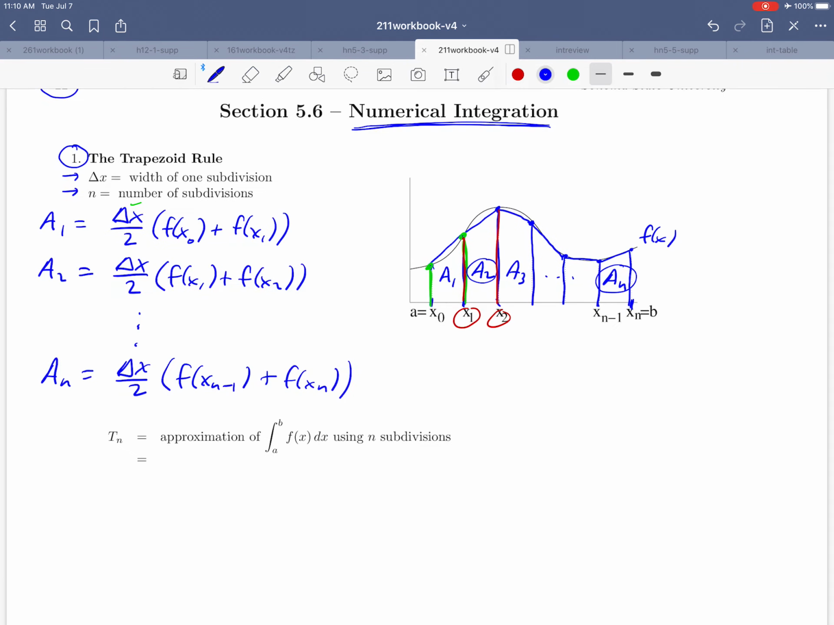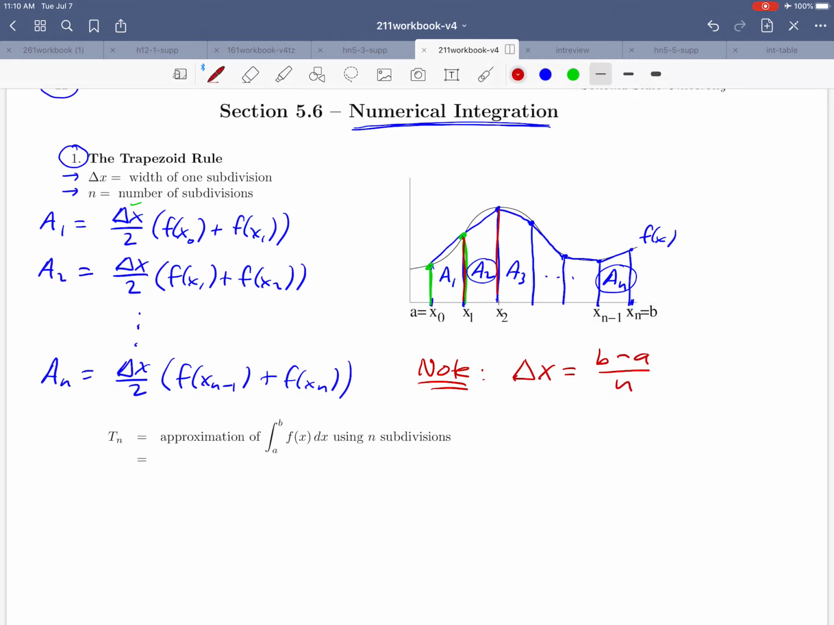Okay, I'm going to throw in one note here. When we get around to using this formula, it'll be useful to know that delta x, the width of one of those trapezoids, is actually b minus a over n, because we're taking the interval between a and b and chopping it into n pieces. That's the logic of where that comes from. Okay, so let's clear away a little clutter here.